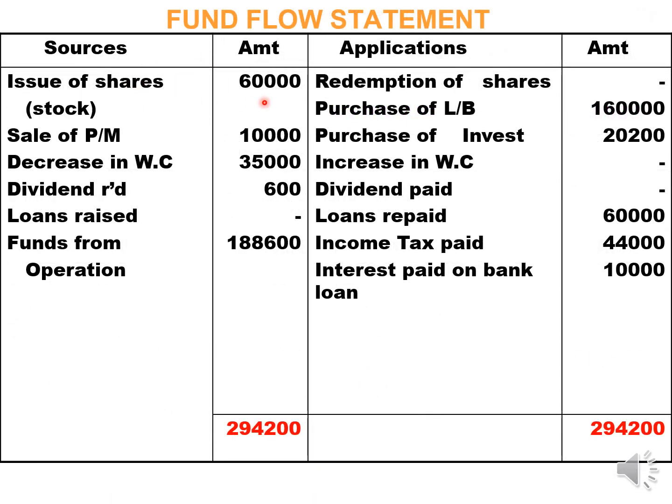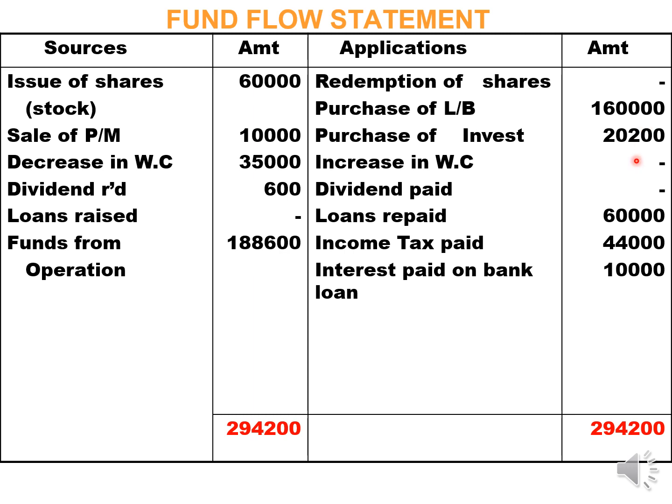Then issue of shares only to the amount of stock. Share is non-current, stock is current, hence it will come 60,000. As explained in the previous slides, sources are treated as receipts, application is treated as payments. So we received through sale of plant and machine, we received 35,000 through decrease in working capital, we received 600 rupees dividend, we did not receive any loans raised, we got funds from operation 1,88,600, and no payments were made towards redemption of shares. We made a payment of 1,60,000 for purchase of land and building.